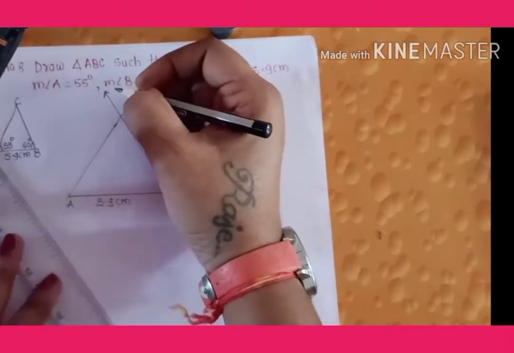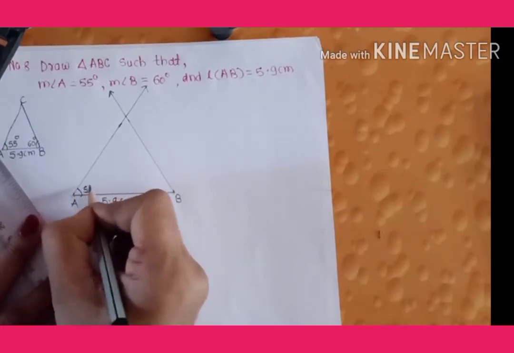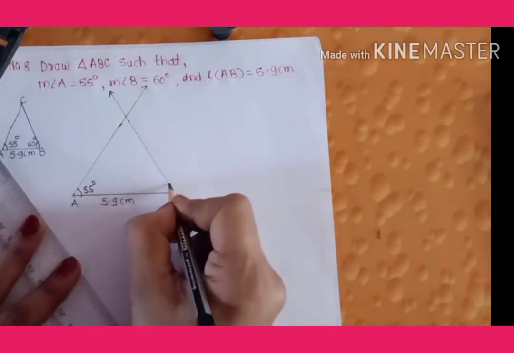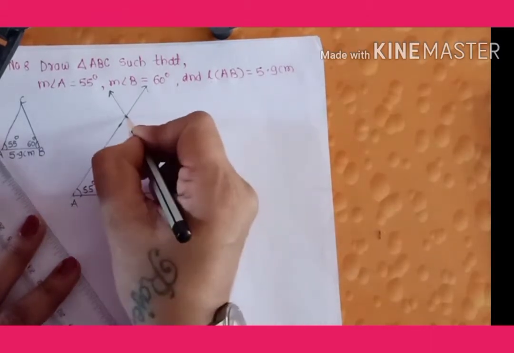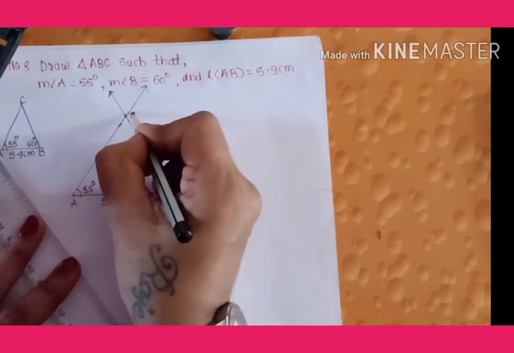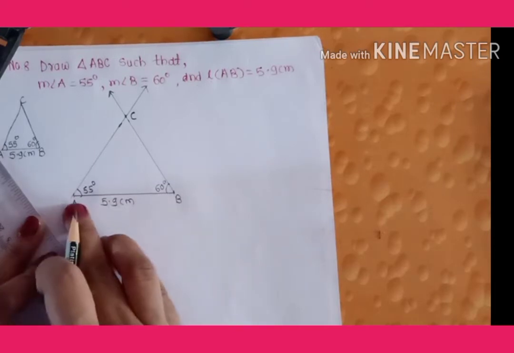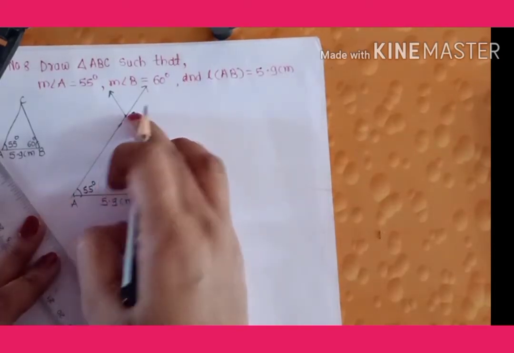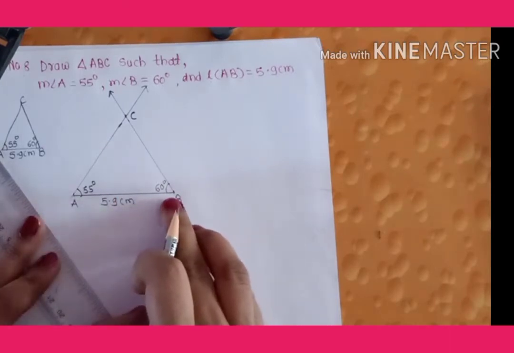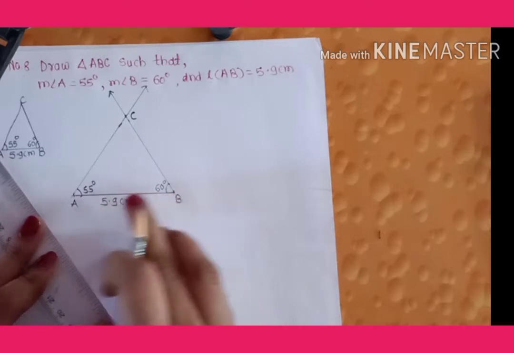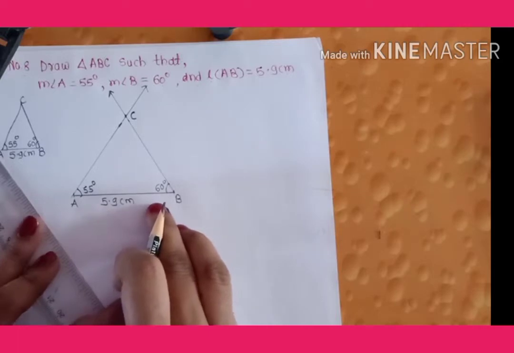Now write measurement of these two angles. Measurement angle A is equal to 55 degree. Measurement angle B is equal to 60 degree. Now write name of this intersecting point C. This is our required figure. Triangle ABC in which measurement angle A is 55 degree, measurement angle B is 60 degree and base segment AB is 5.9 centimeter.